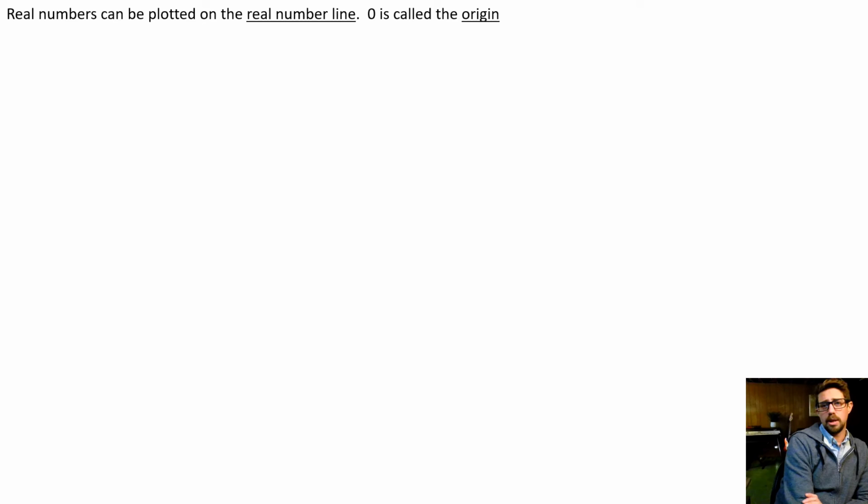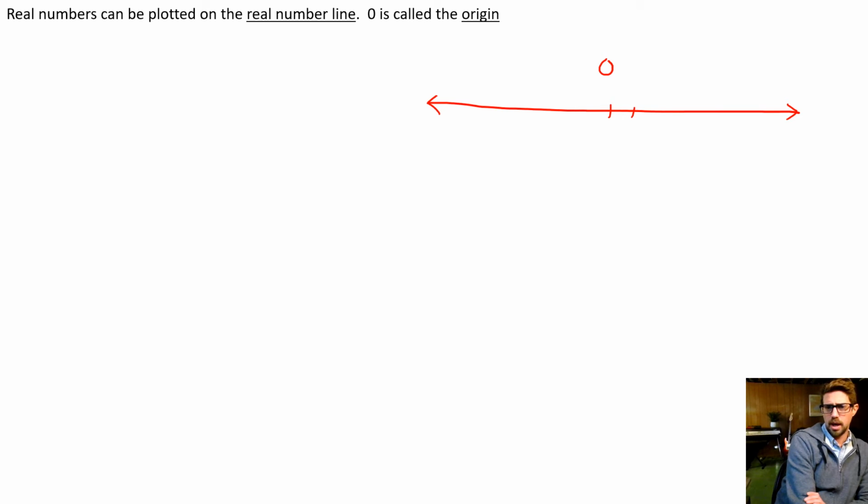So the way we can depict real numbers or plot them is on something called a real number line, and forgive my freehand drawing here, but you've seen this before. You literally just draw a line. I like to draw arrows at the edges because it indicates that it keeps going forever. We put 0 smack dab in the middle of it, and that number is called the origin. It's where everything else originates from. And then you can put hash marks for the numbers 1, 2, 3, -1, -2, -3.